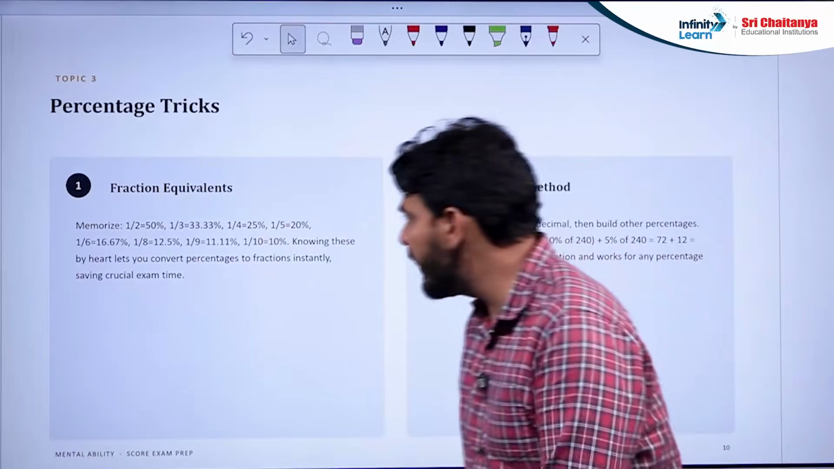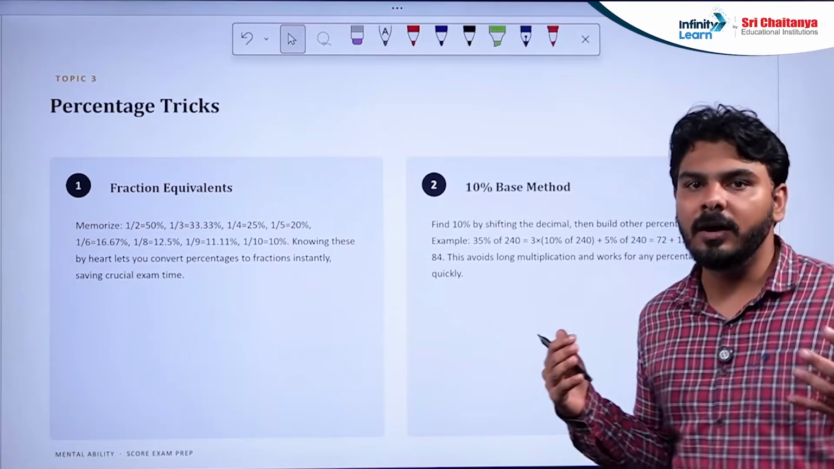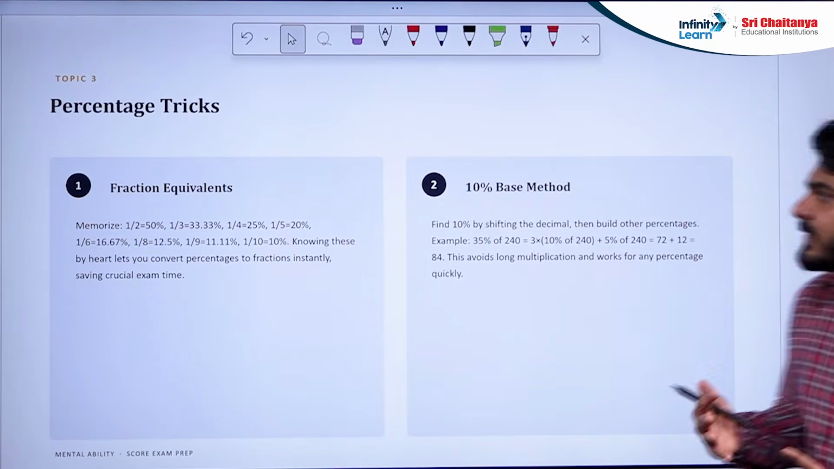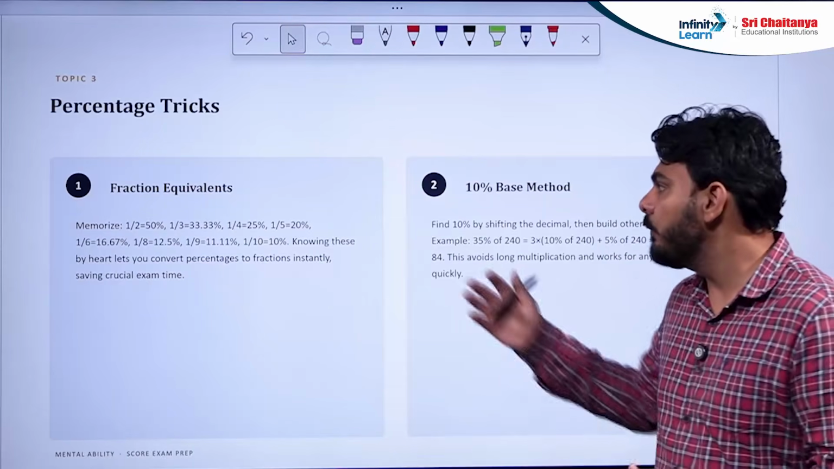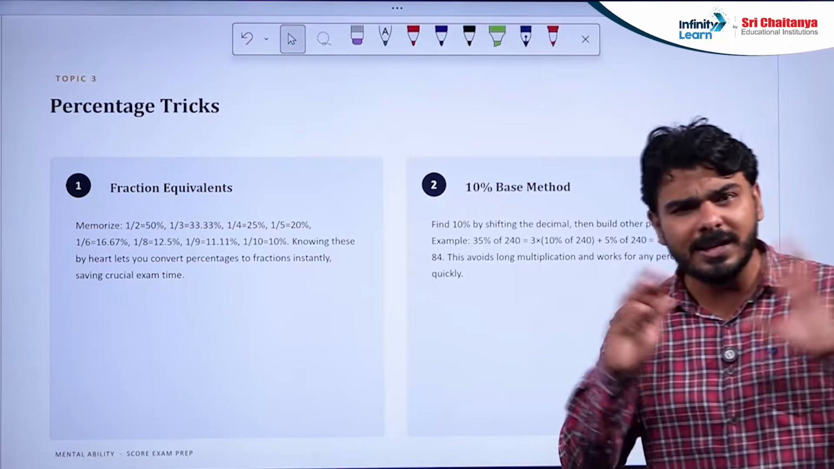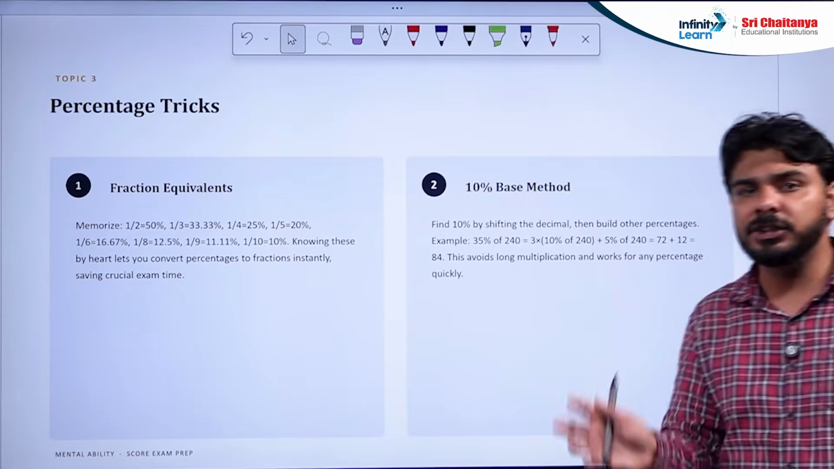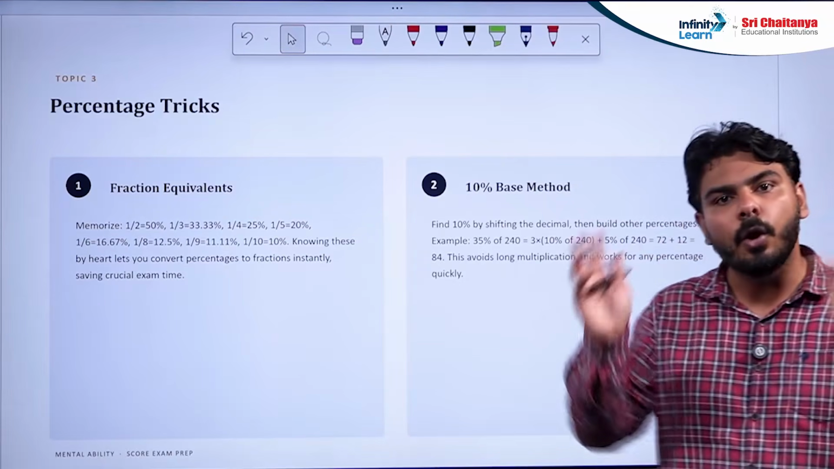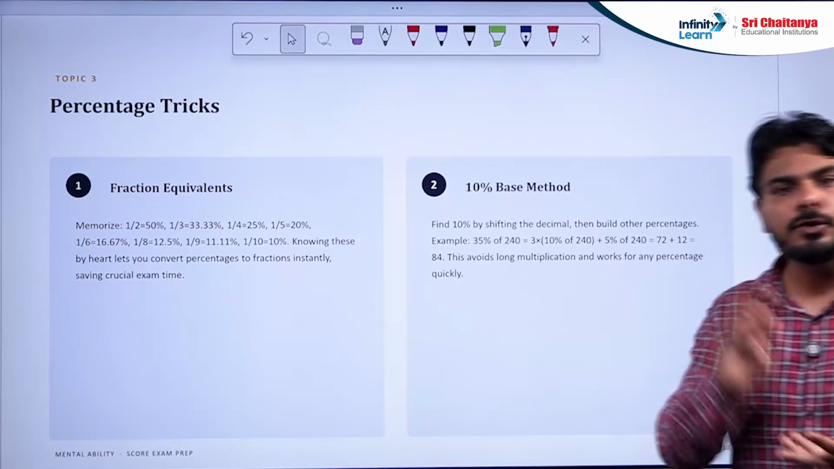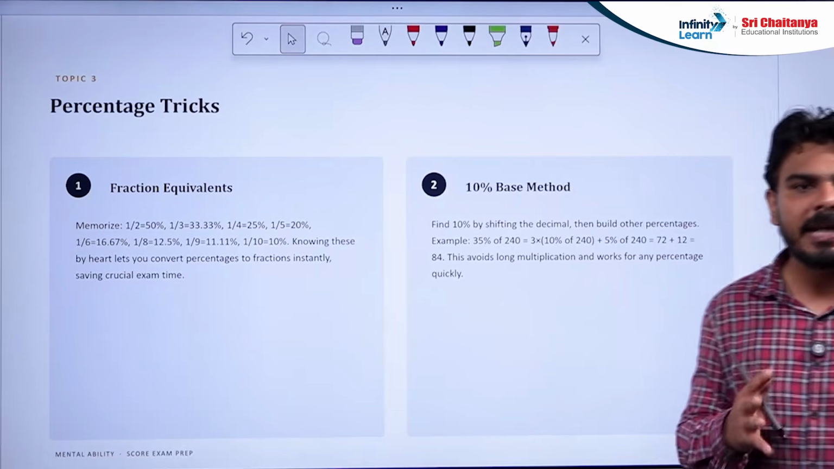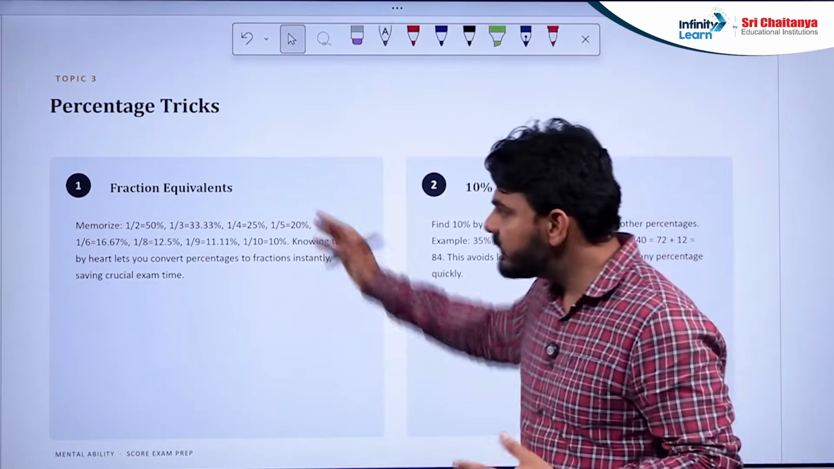So, percentage tricks. I will tell you how to memorize these tricks, like 1 by 2 equals 50%, 1 by 3 equals 33.33%. All of these percentage values in the form of fractions will be helpful for you in all of these chapters, not only in percentage but also in ratio and proportion, and profit and loss. In every chapter that we'll be doing, these percentage tricks will be helpful.